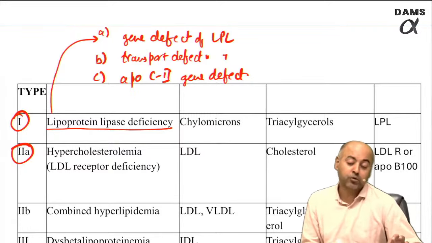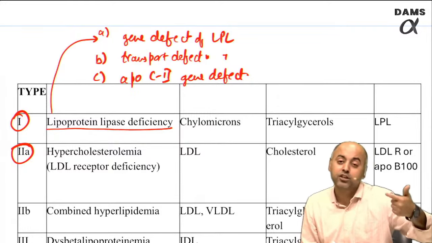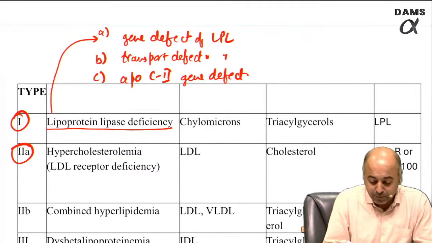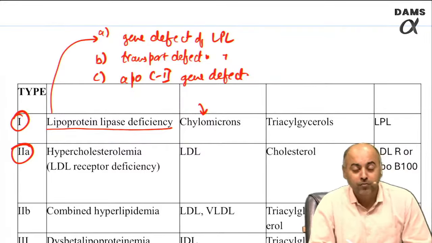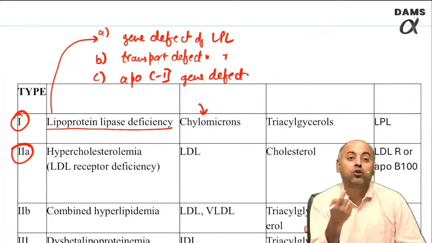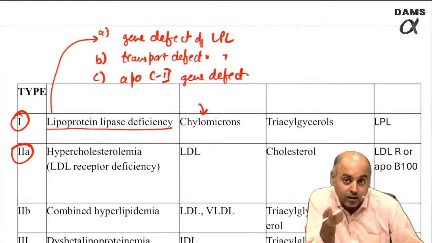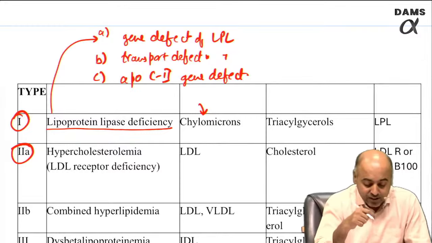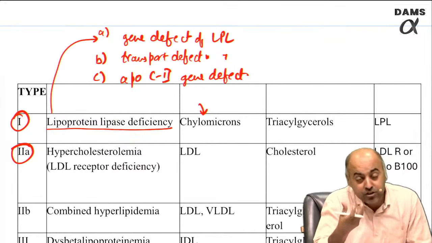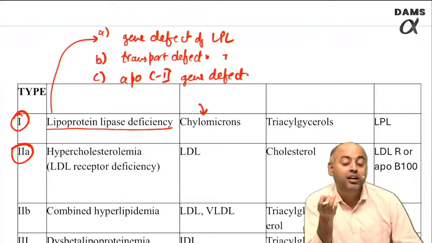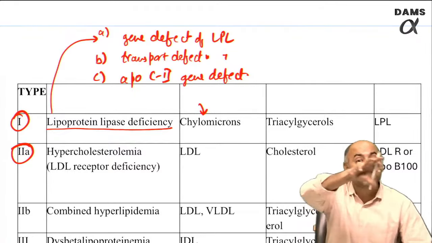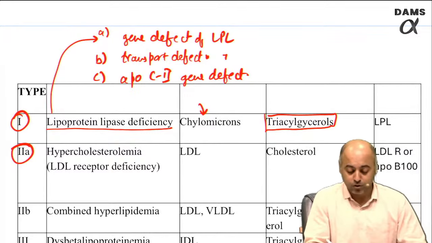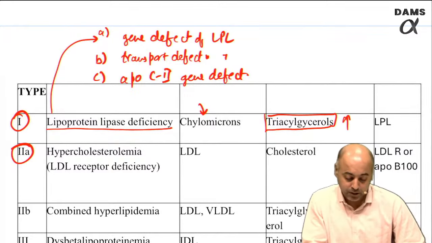So please remember, lipoprotein lipase deficiency can be due to gene defect, transport defect, or ApoC2 defect. The lipoprotein lipase will primarily metabolize the chylomicron. It also acts on the VLDL, but that metabolism is slower. Fast metabolism of chylomicron after the meals happens. When there is deficiency, the chylomicron cannot be cleared efficiently, and when you take the sample 8 to 10 hours post meal, the chylomicron is still there in the circulation, and the main content in the chylomicron is triacylglycerol. So the triacylglycerol levels will be elevated.